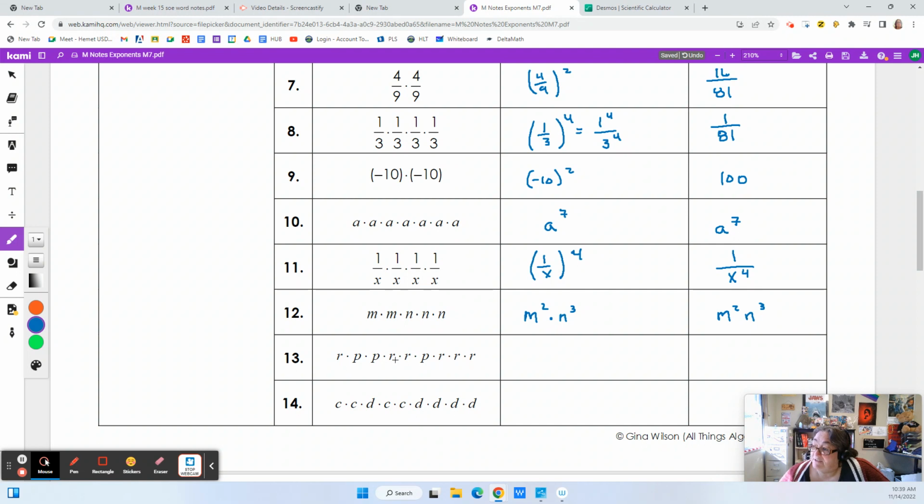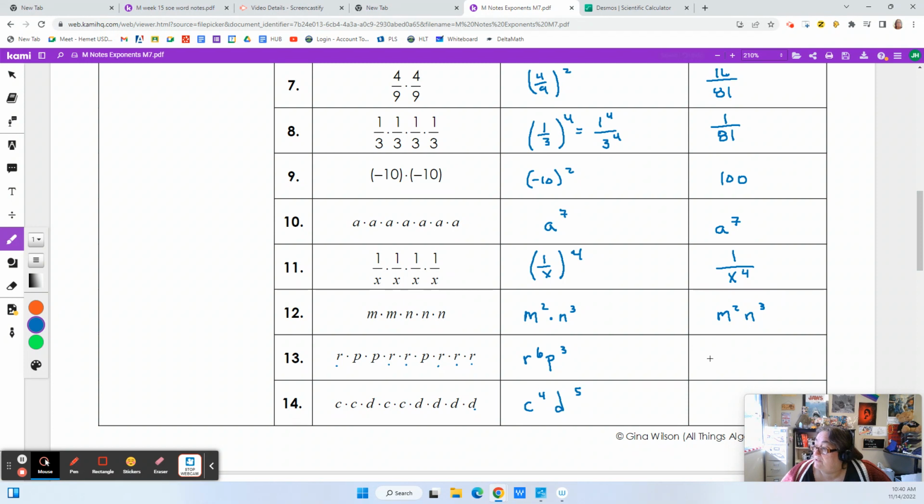This one, they mix it up, but everything's multiplied. I have R's and I have P's, right? I have 1, 2, 3, 4, 5, 6 R's, right? So we'll go R to the 6th, and we'll have P to the 3rd because there's 3 of them, right? That's all I have to do. C's, I've got 1, 2, 3, 4 C's, C to the 4th, and I have 1, 2, 3, 4, 5 D's, so we get D to the 5th.